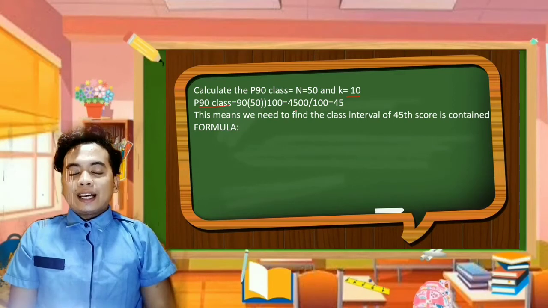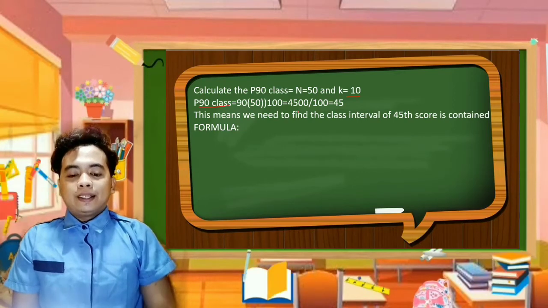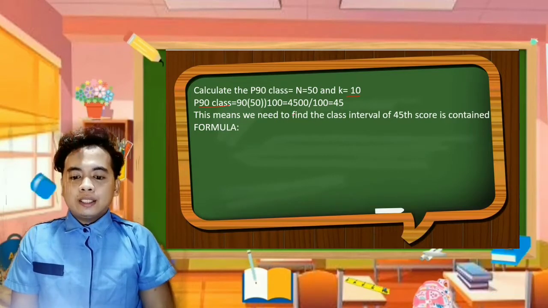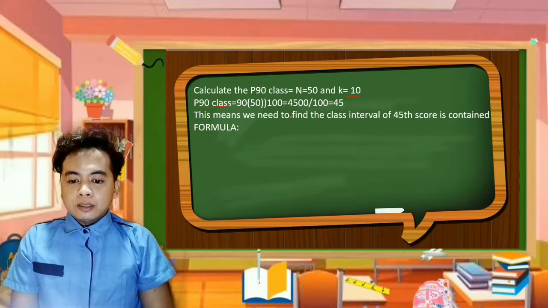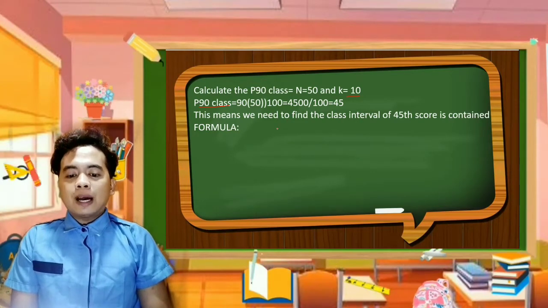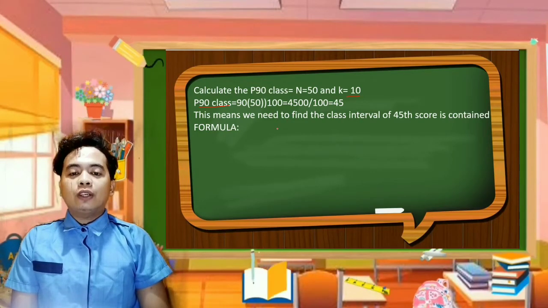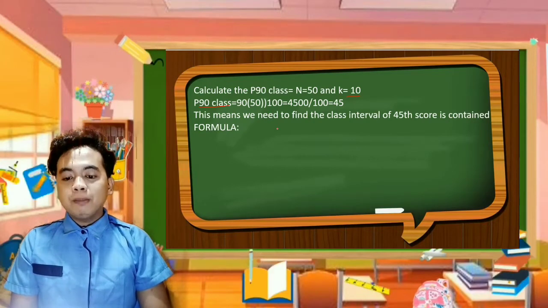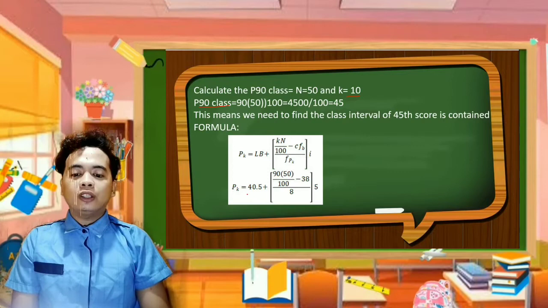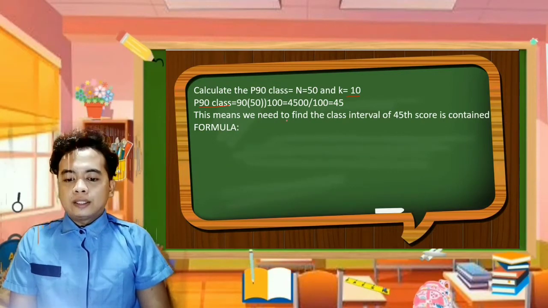Calculate the P90 class with N equals 50 and K equals 10. The P90 class is equal to 90 multiplied by 50 over 100, which is 4,500 over 100, equals 45. This means we need to find the class interval of the 45th score in the formula.